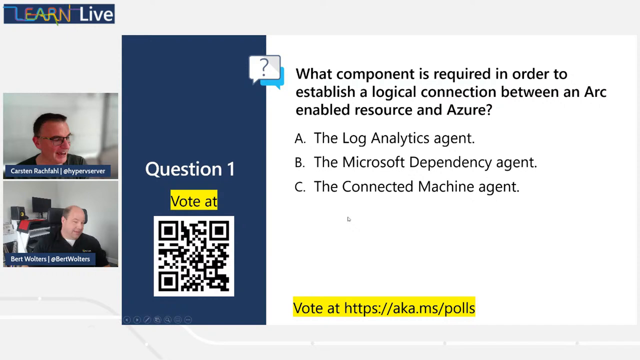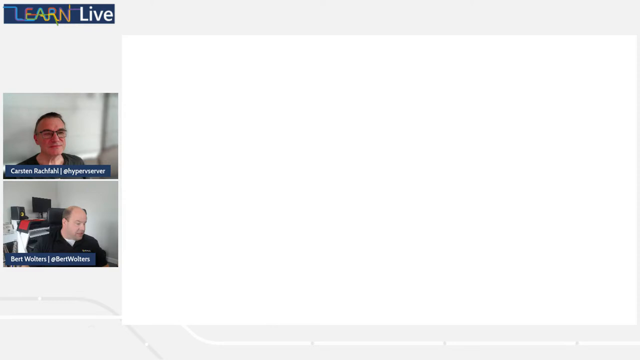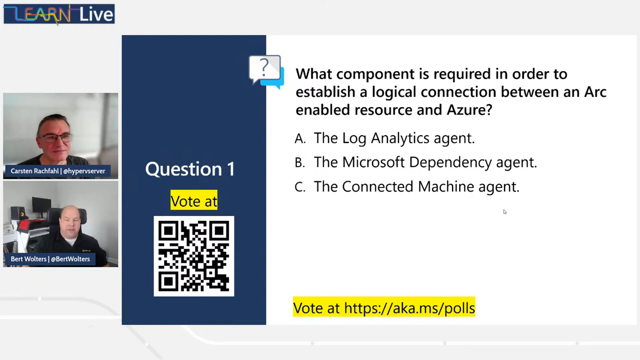Let me see. Think back about Carsten's demo. What agent did we see in the first yellow text? And indeed, do we have a couple of answers already? I think we have a very smart audience today. We have 100% for the Connected Machine agent. So kudos to you. Well done. That's cool. Next one.